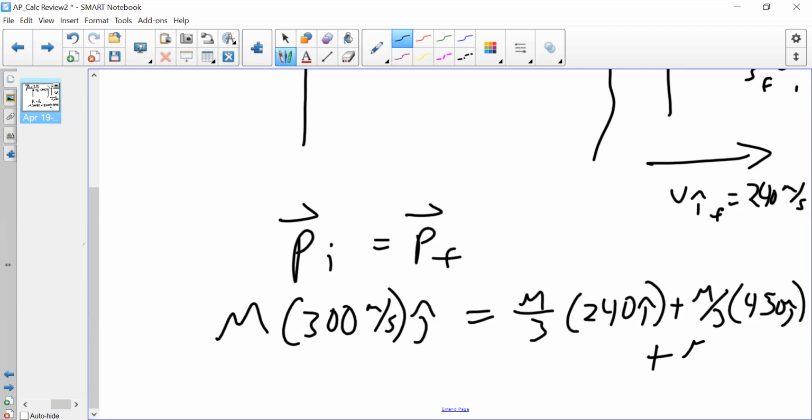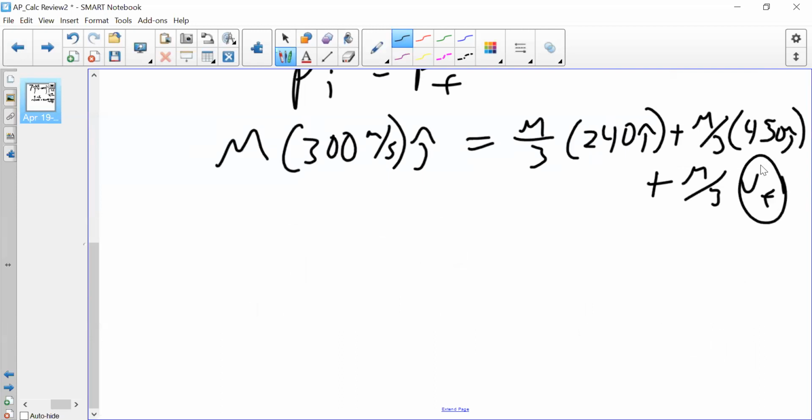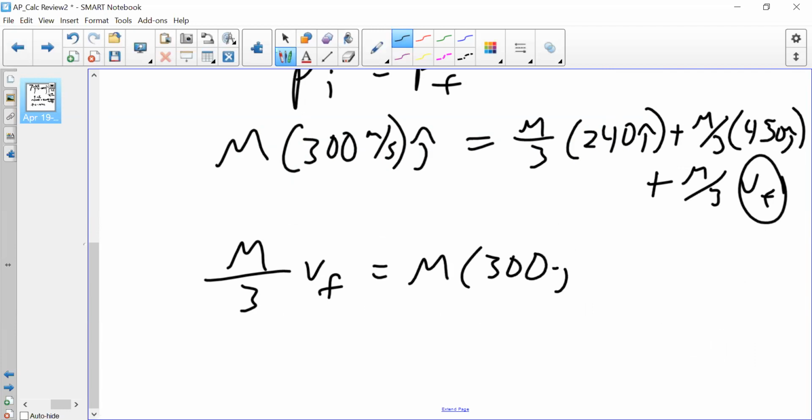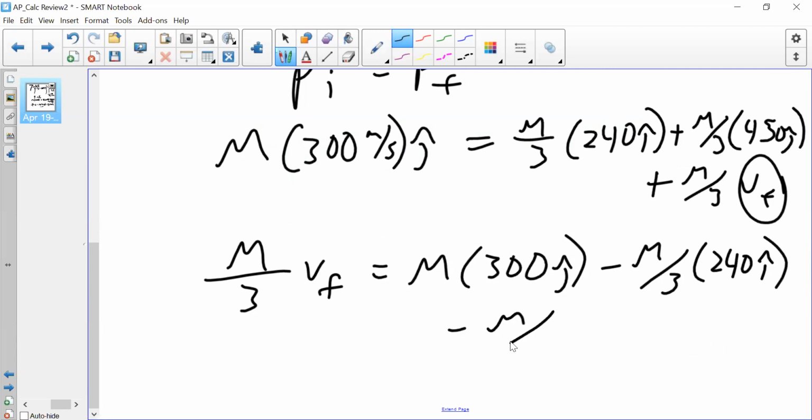And then what about the velocity of the last mass? So again, it's just algebra at this point, solving for V final. So we can just subtract everything on the other side, and we'll have m 300 j hat minus m 3 240 i hat minus over 3 450 j hat.